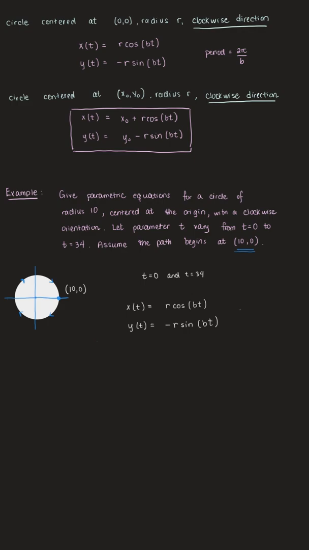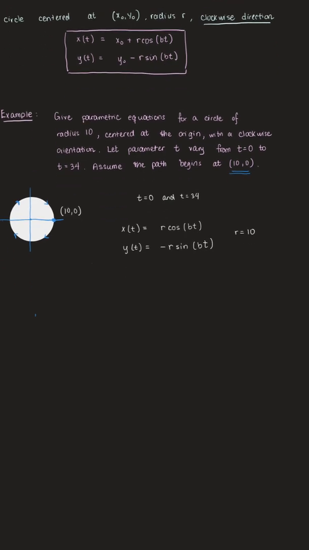Well, we know r is equal to 10. So let's add that to the information that we have. So our two equations become x of t is 10 cosine of bt, and y of t is negative 10 sine of bt. And now what we have left to find is our value of b.